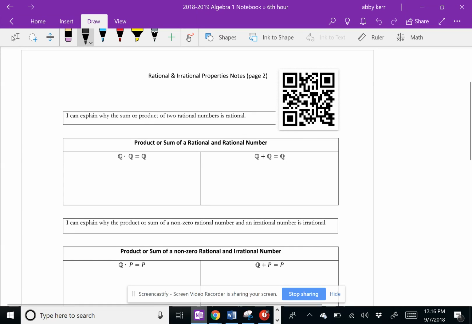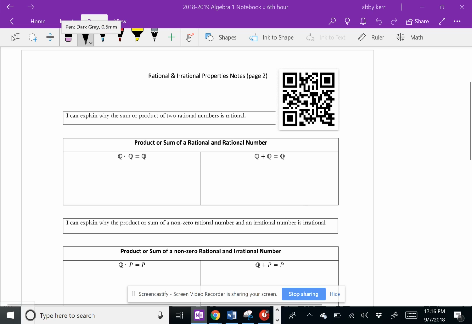So for these notes, we're going to talk about rational and irrational properties. There are 3 learning targets for this. The first one says, I can explain why the sum or product of 2 rational numbers is rational.